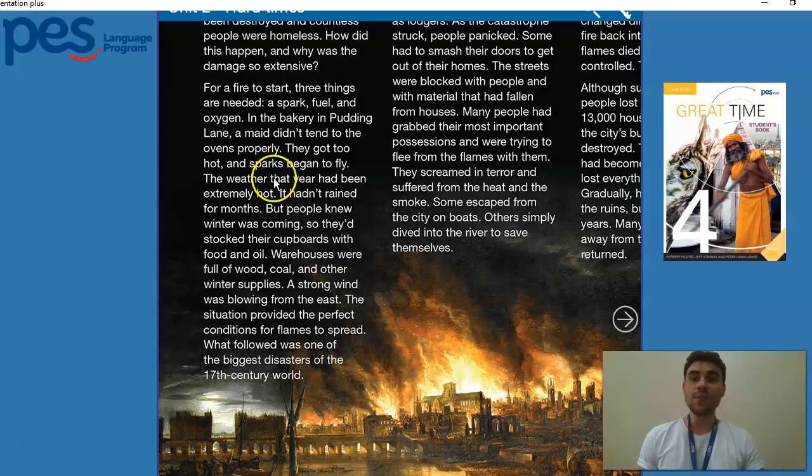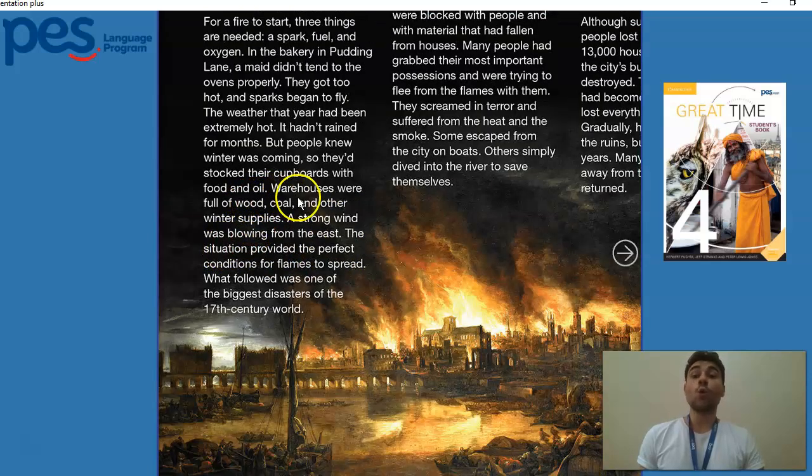Okay. Now, the weather that year had been extremely hot. It hadn't rained for months, but people knew winter was coming, so they'd stocked their cupboards with food and oil. Warehouses were full of wood, coal, and other winter supplies. A strong wind was blowing from the east. The situation provided the perfect conditions for flames to spread.